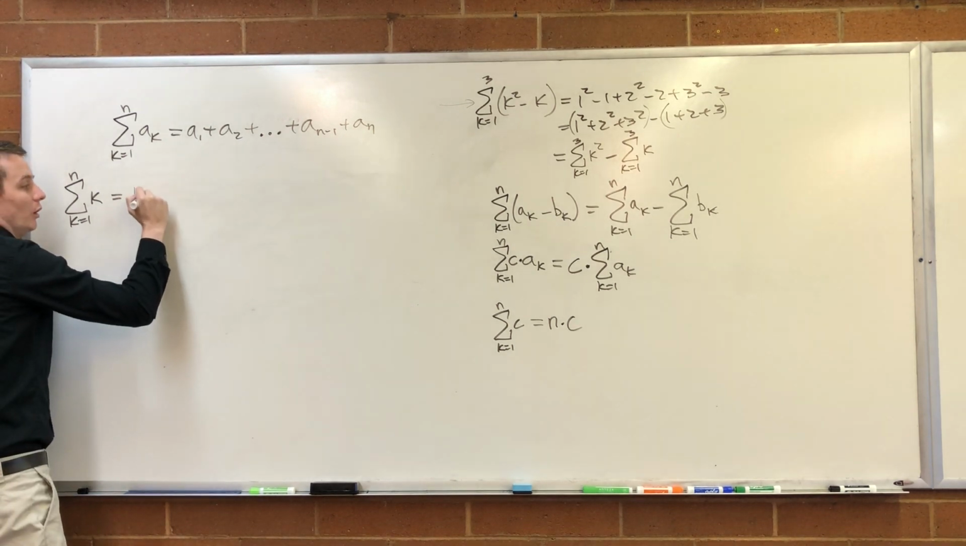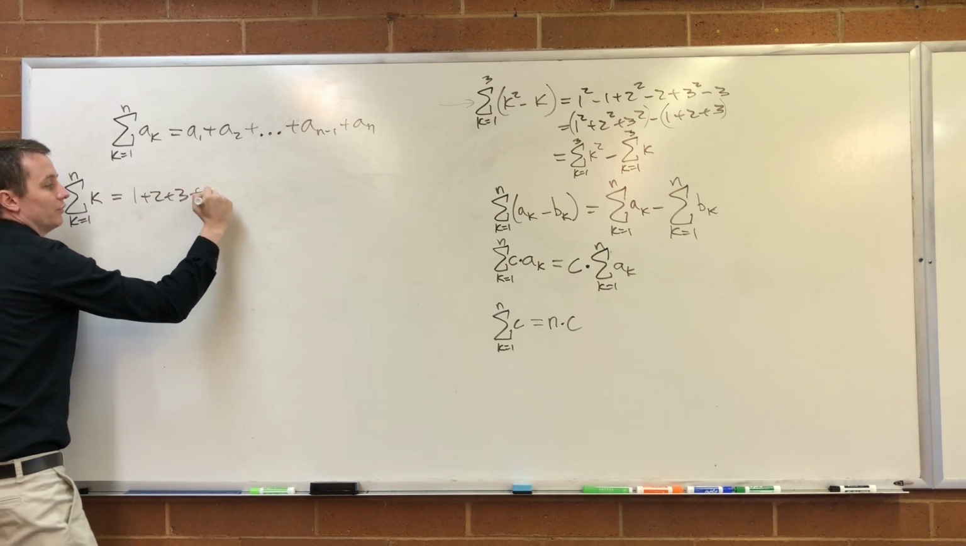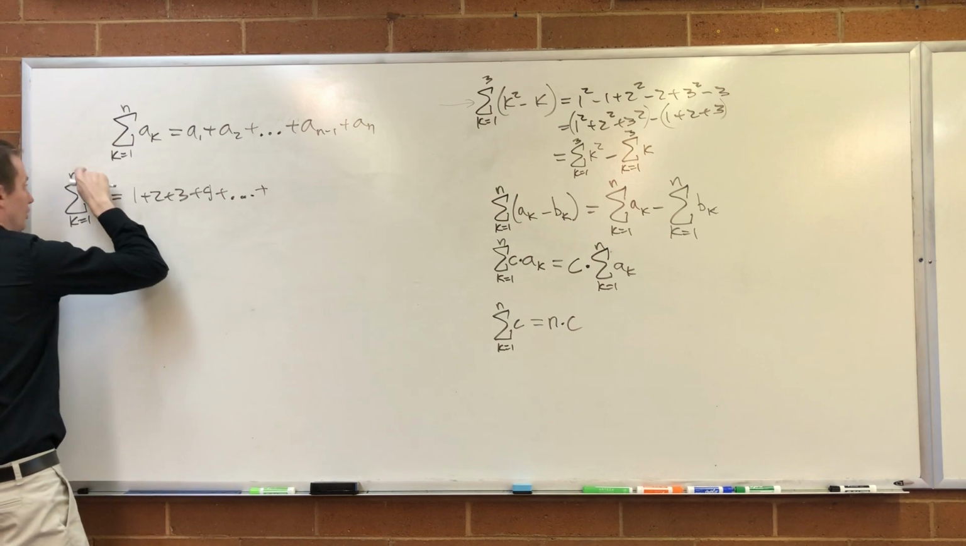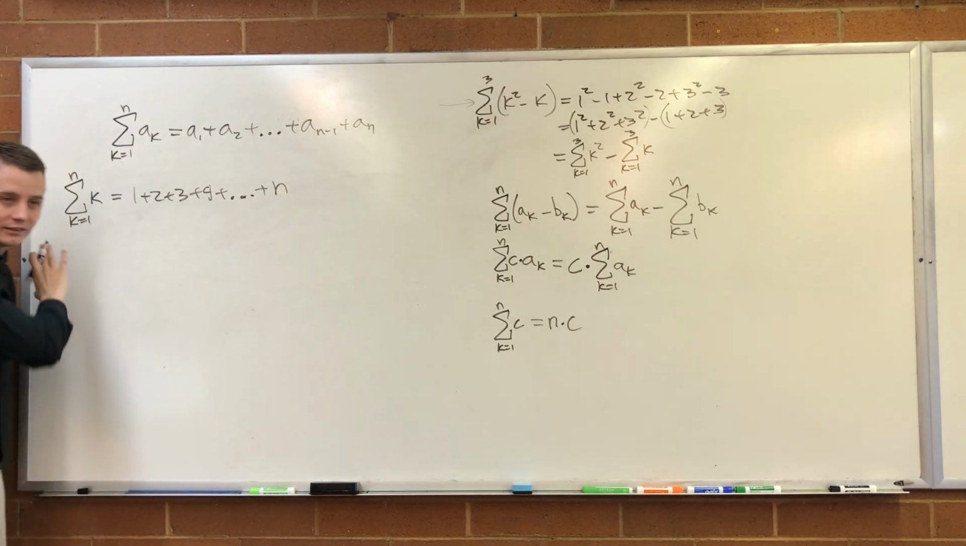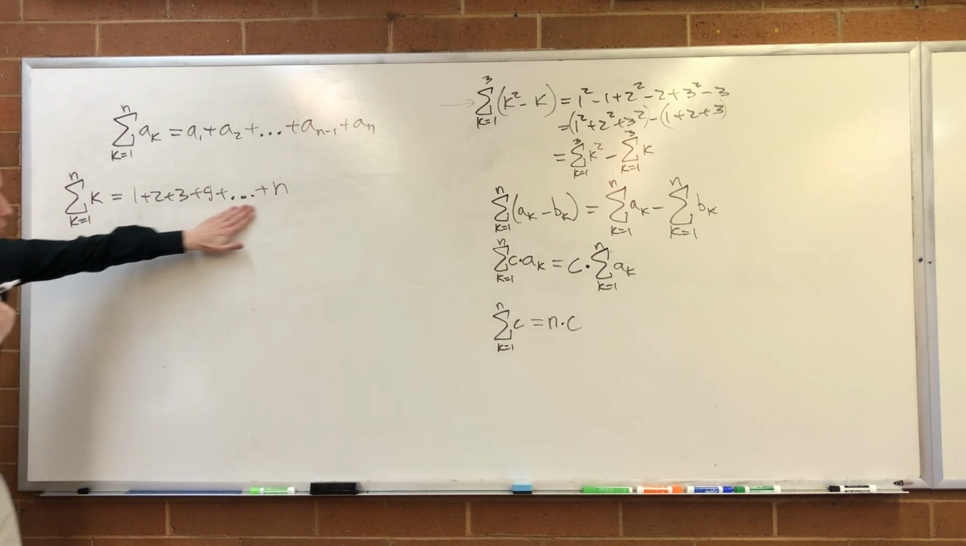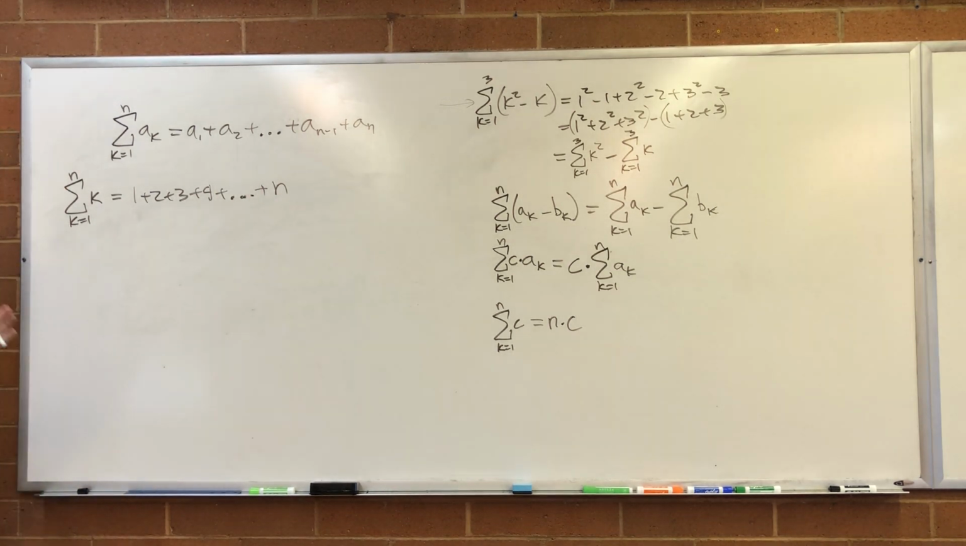This would be 1 plus 2 plus 3 plus 4 plus ... all the way up to 10. In our case, we're going all the way up to n. So what does this sum equal? That's what we're trying to evaluate. You with me? So I'm trying to figure out what 1 plus 2 plus 3 plus 4 up to n equals. I'm coming up with a formula.